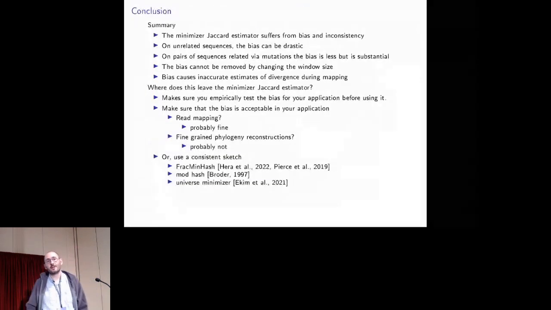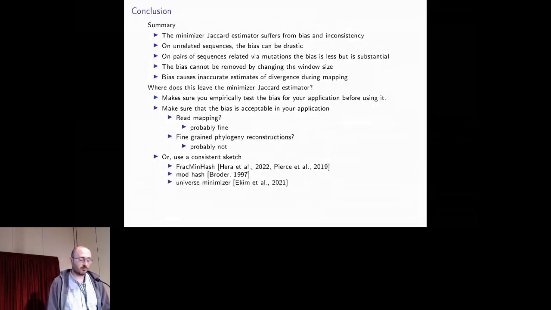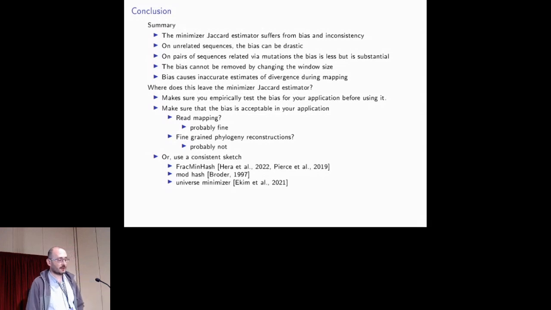There are, of course, more experimental results and a lot more of the proofs in the paper, but due to time, I won't be going into that. To summarize, we showed that the minimizer Jaccard estimator suffers from bias and inconsistency. On unrelated sequences, that bias can be drastic. On related sequences, it's smaller but still substantial. And this leads to downstream inaccuracies, causing MatchMap divergence estimates to be biased.